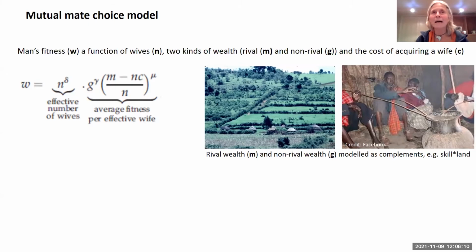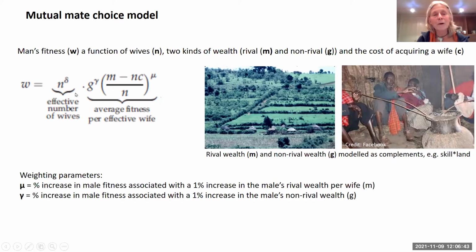For example, if a man has a lot of skill in terms of farming or husbandry, we co-wives are all going to benefit from it, but there may be elements of that skill that need to be instructed individually, one-on-one, and so in that respect, wealth is rival. And so we model rival and non-rival wealth as complements, using a Cobb-Douglas function, so that the value of your skill depends on how much land you have and vice versa.